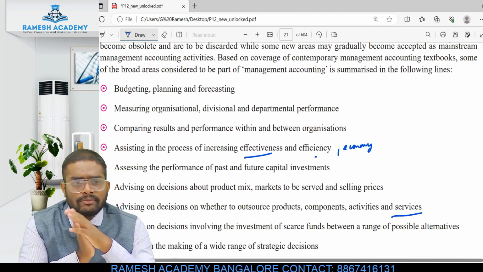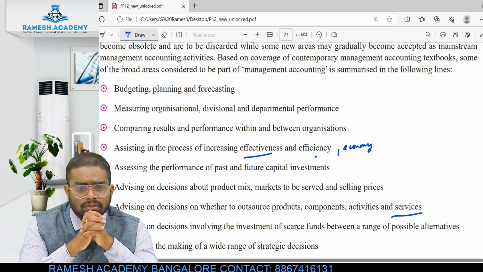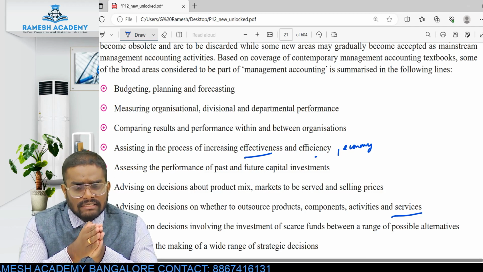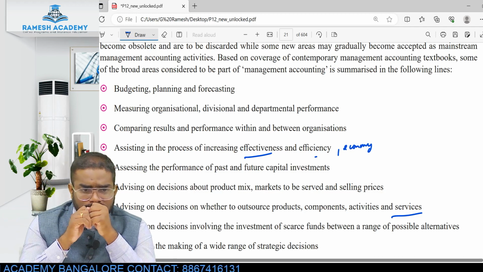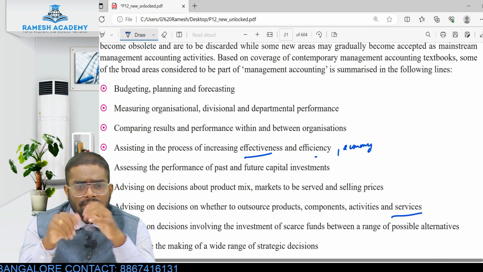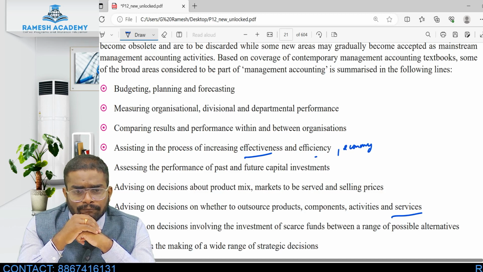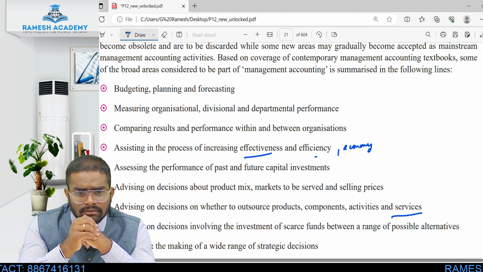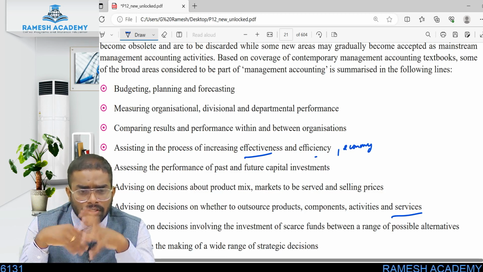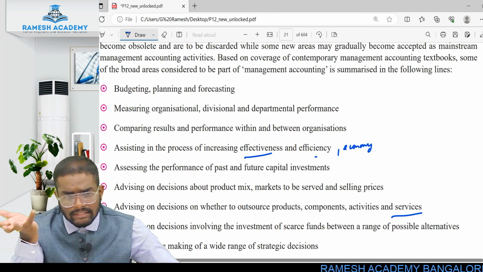When do we use management accounting? It includes budgeting, planning, and all those things. Comparison of results within the organization and outside the organization, assisting in the process, like the efficiency and effectiveness of processes, and future investments, fixation of selling prices, whether to enter a new market or not, and a wide range of strategic decisions.